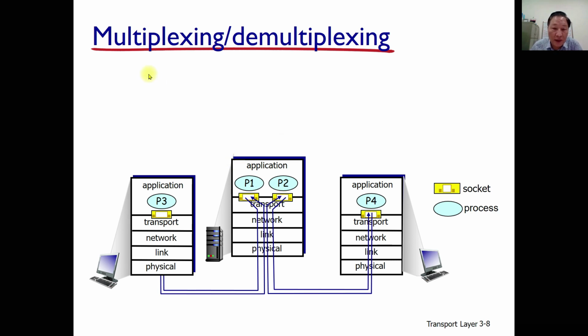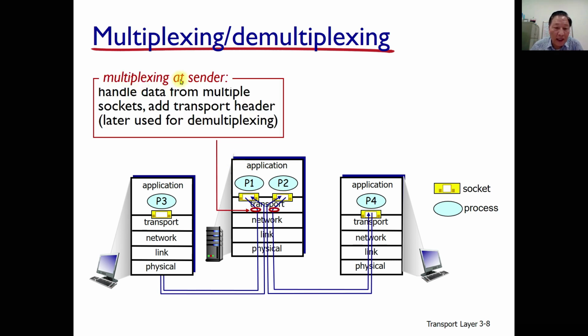Okay, let's follow this one. Multiplexing at the sender side handles data from multiple sockets and adds a transport header, later used for demultiplexing. That is the ID to differentiate different mail from different kids. We'll learn a little bit more in detail later. Here we are focusing on the multiplexing concept.